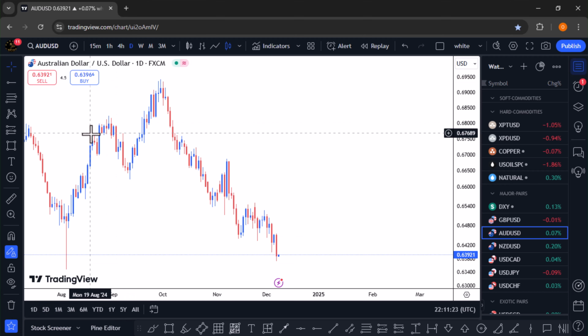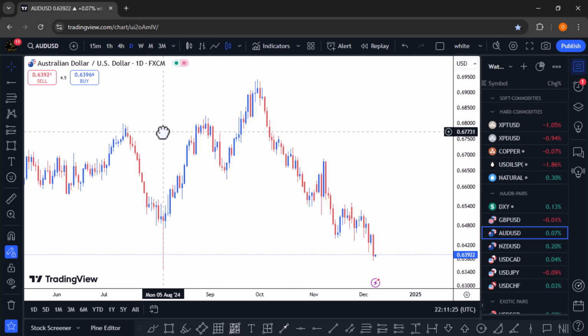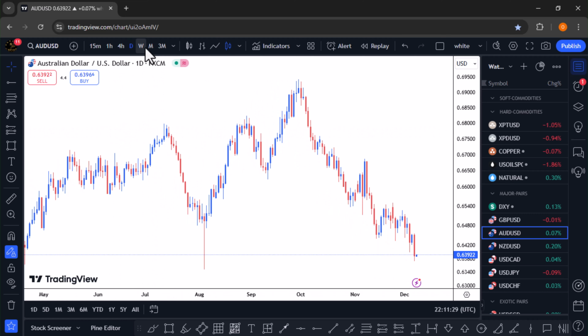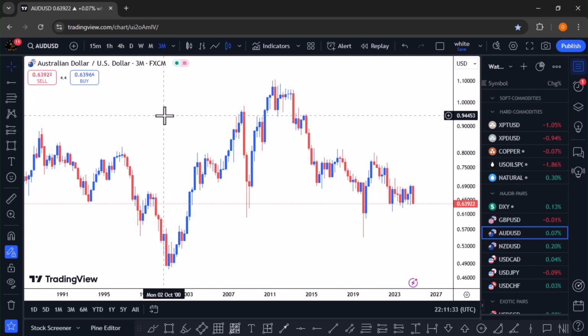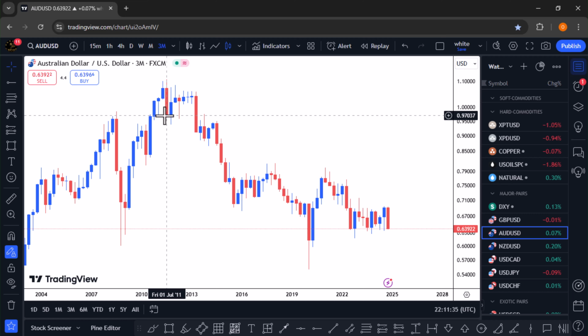So this is the chart of the Australian dollar paired against the USD, and I'm going to show you guys what I have on my price chart. As you all know, I have to go to the 3-month chart because I want to see this chart on the higher time frame.